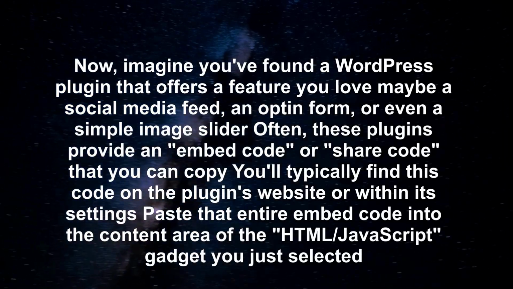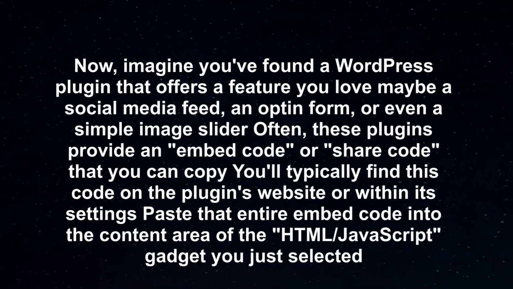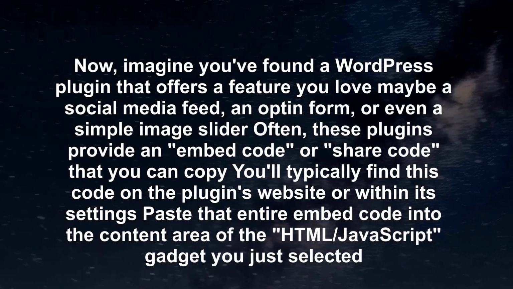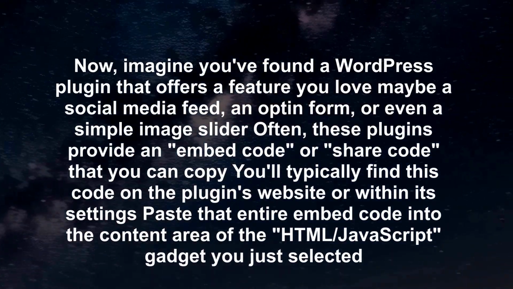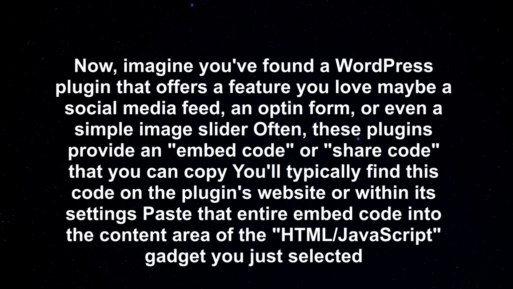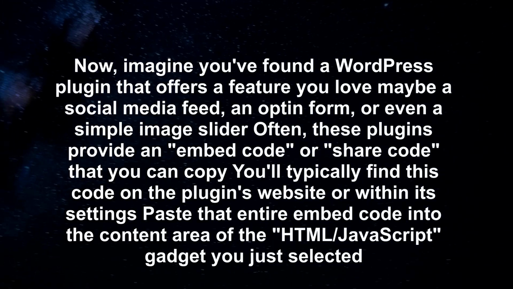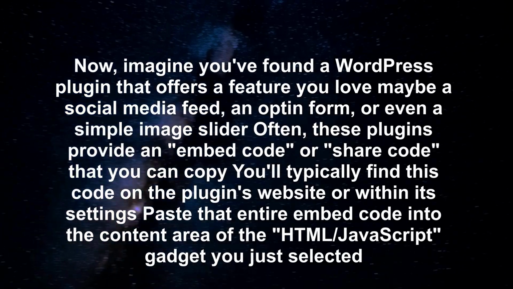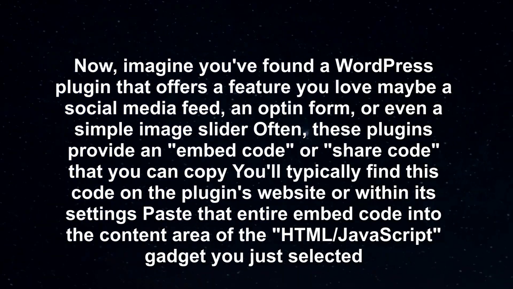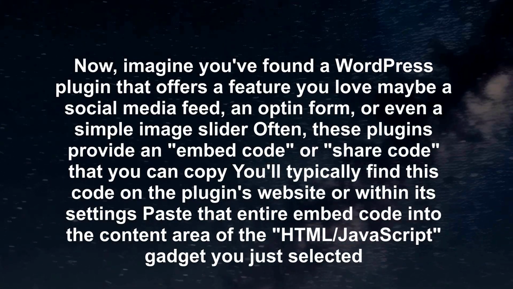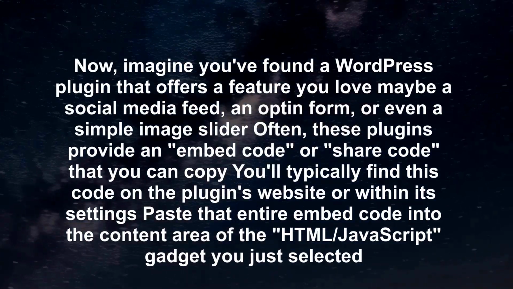Now, imagine you found a WordPress plugin that offers a feature you love, maybe a social media feed, an opt-in form, or even a simple image slider. Often, these plugins provide an embed code or share code that you can copy. You'll typically find this code on the plugin's website or within its settings. Paste that entire embed code into the content area of the HTML JavaScript gadget you just selected.